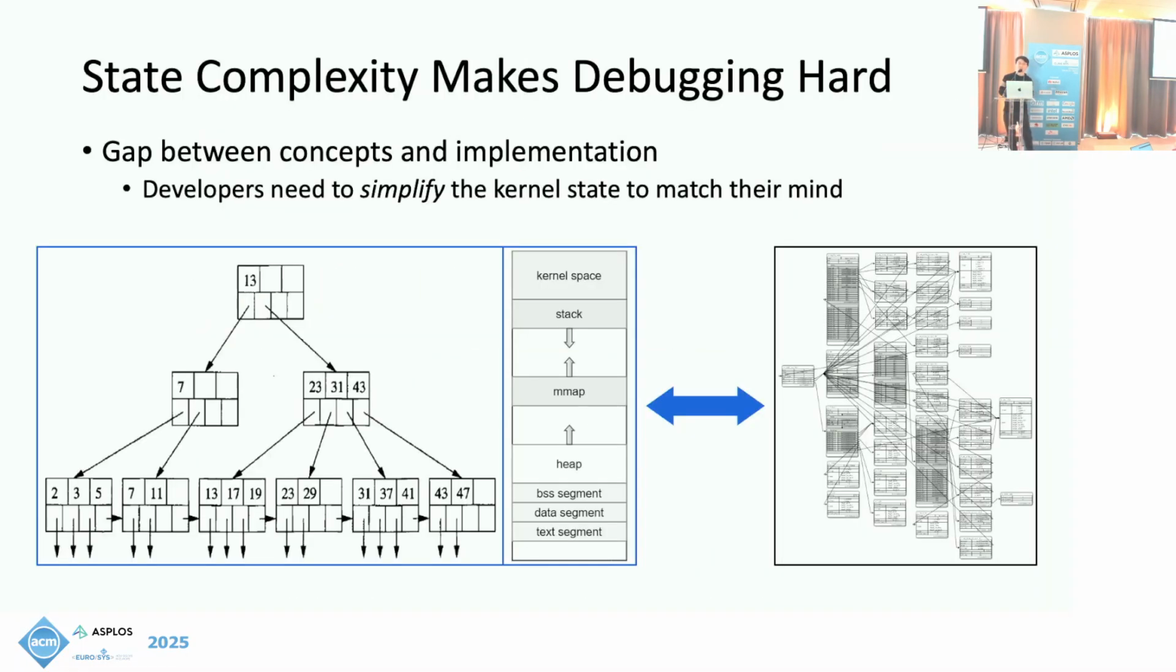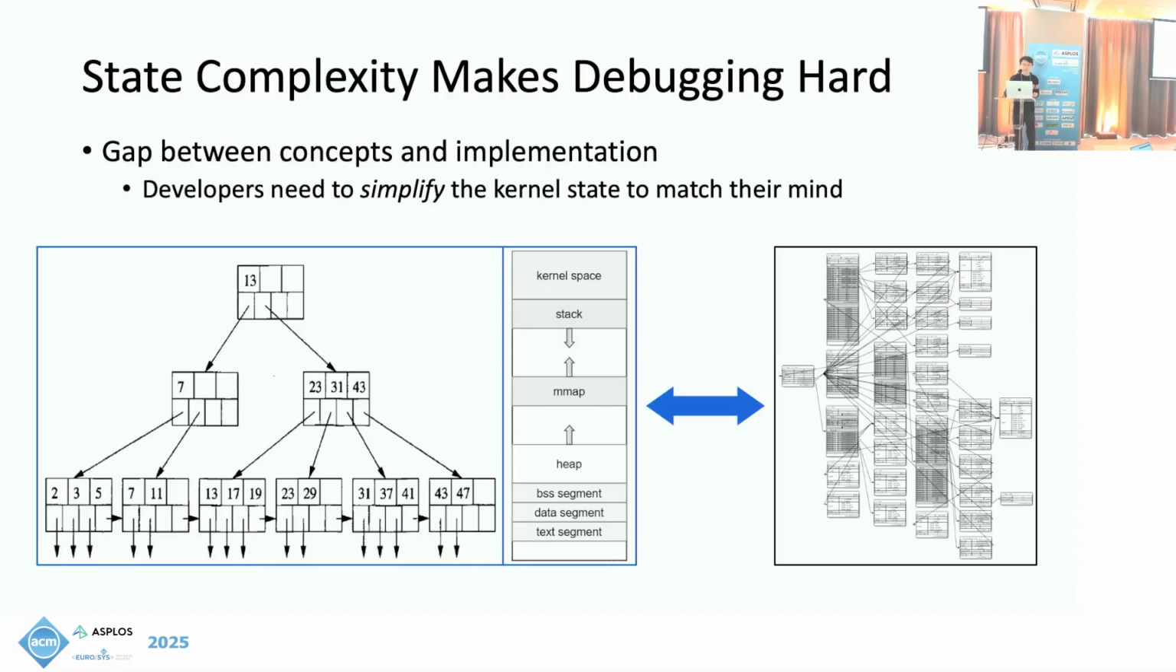So the challenges to understand and debug the maple tree actually root in the complexity of today's Linux kernel. Its program state is really large and complex, and we have to spend a lot of effort to simplify it and match our mind, that is, to find what we actually need from this mess.